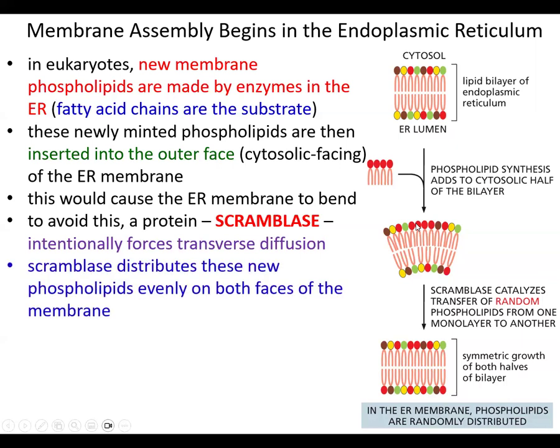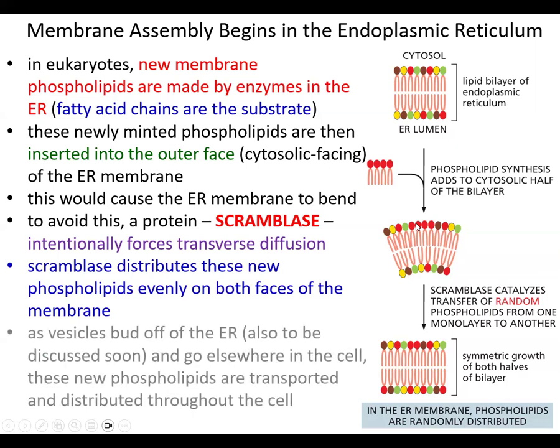We have a planar, more straight membrane, which is exactly what the ER should have. So scramblase distributes these new phospholipids evenly on both faces of the membrane, working around that distortion. Once those phospholipids are in the ER membrane, they can then get to other organelles or even to the cell membrane itself as they become incorporated into vesicles.